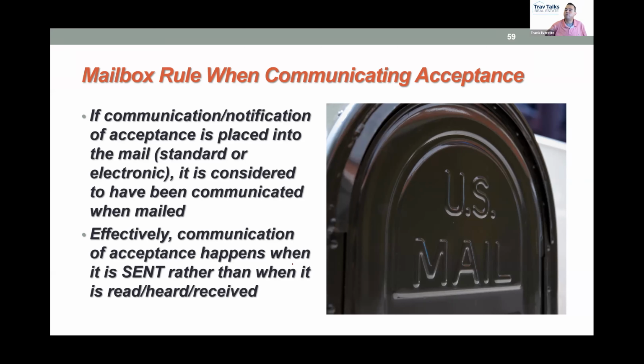Yes. So think of the contract formation process in the same way. If the offeree signs the offer, they've accepted, but it doesn't matter because they haven't communicated that acceptance. They're so close, but so far away. They've got to communicate that acceptance back to the offeror somehow.